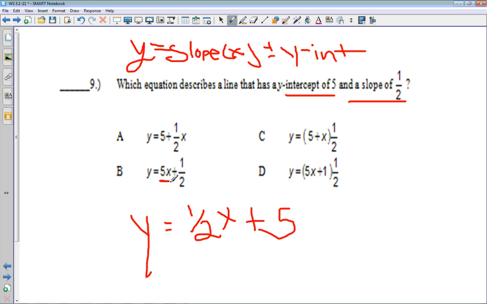This says 5x. This is not the right answer. This says 5x. Not right. This is adding my 5 with the x. Not it. Your answer should be A. You can write it like this, or 5 plus 1/2 x.